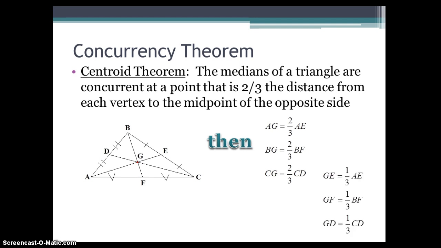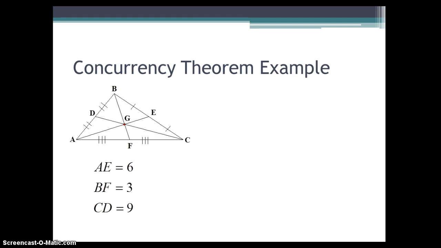Which also means that since AG is 2/3 of AE, the rest of that segment, GE, would be the leftover 1/3. And the same for all the other ones. GF is 1/3 and GD is 1/3 of the full segment. So let's actually look at this. AE, the full segment, is 6. BF is 3 and CD is 9. We picked some easy numbers that divide by 3.